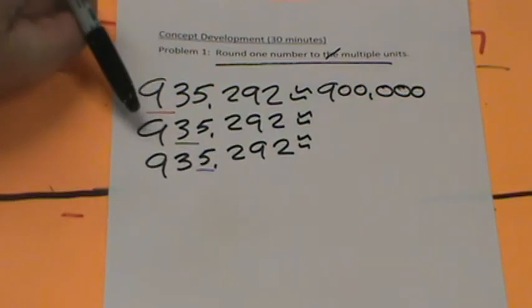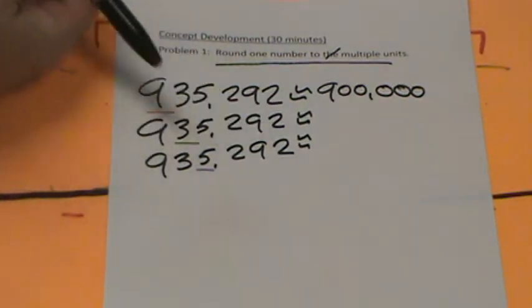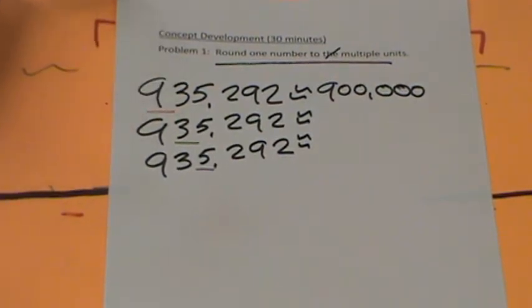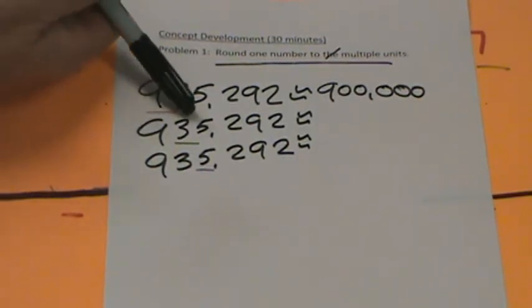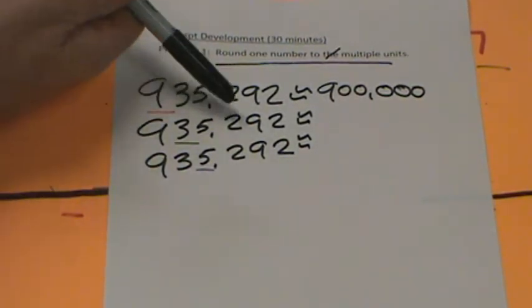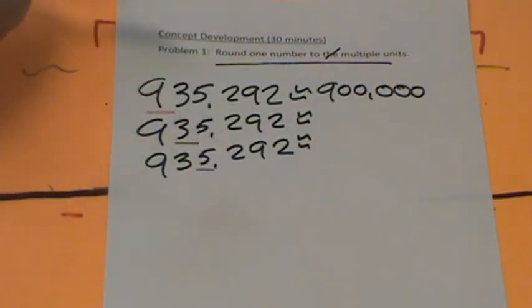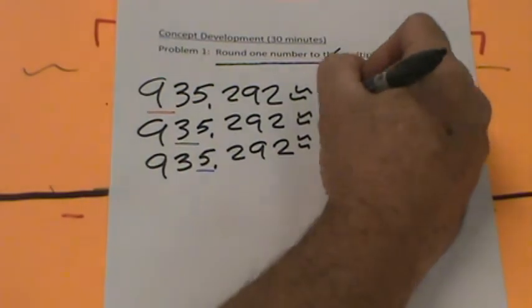Let's look at this number, 935,292. Well, think about the midway point between 930,000 and 940,000. It'd be 935,000. And look at this, it's 935,000. So what do we do? Well, look, 292. So it's more than 935,000. So we would round up to 940,000.